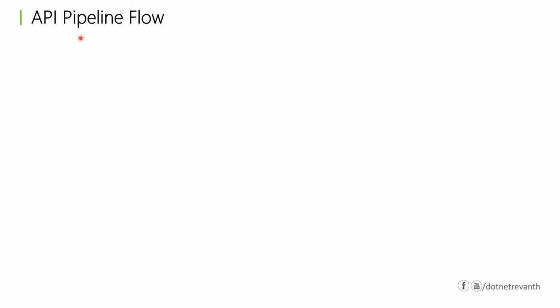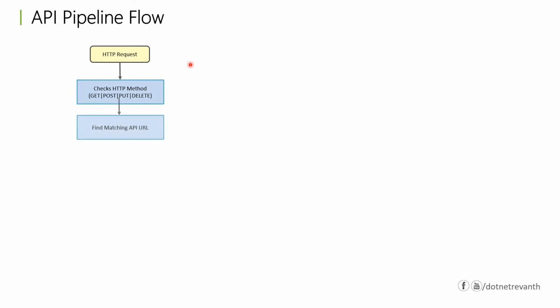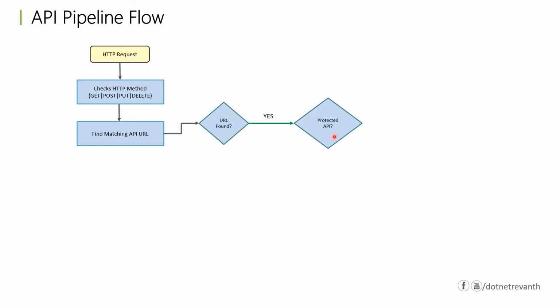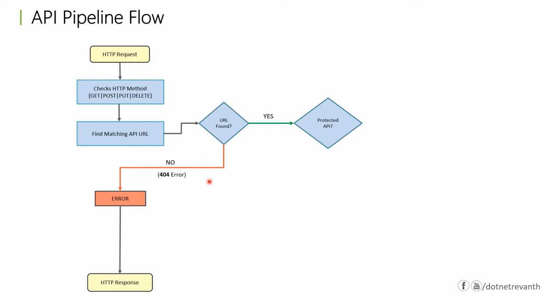Next is the API pipeline flow. When the user requests the WebAPI using an HTTP request, it will check whether the request is a get, post, put, or delete type of request. If a matching API URL is found, then it will check whether the API is protected or not. If the URL isn't found, it will return a 404 not found error message to the client as the response. If the API is protected, it will check whether the user is authenticated or not.